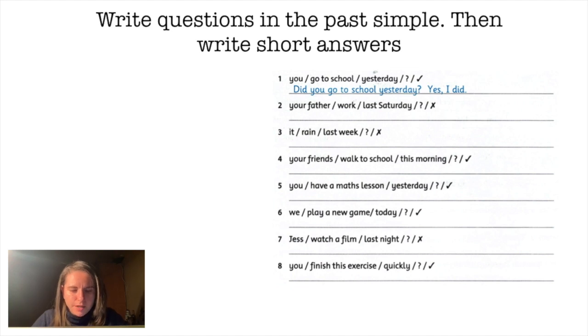Number 7, did Jess watch a film last night? No, she didn't. Number 8, did you finish this exercise quickly? Yes, I did. Okay, guys, please look over your work.